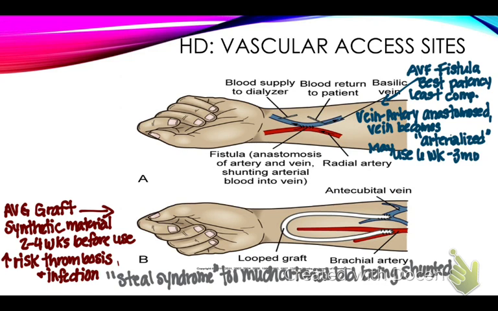So what you would see is probably like a pallor. The hand might be pale. You might have a lack of pulse or a faint pulse. So any of those things could be a complication, and it could be an emergency. They may have to take them back to surgery.